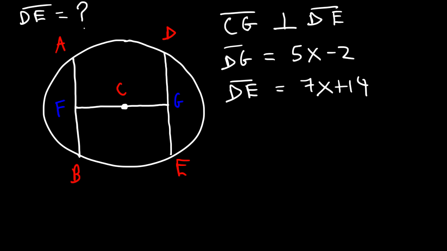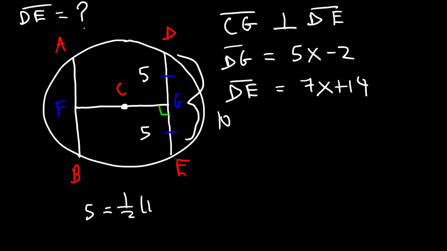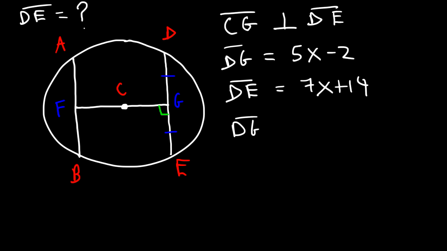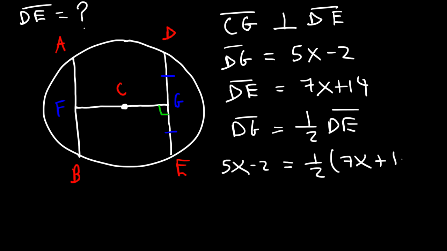Now, if CG is perpendicular to DE, we know that DG and GE are congruent. So let's say if DG is 5, that means GE is 5. But DE itself, the whole thing, has to be 10. And 5 is half of 10. So therefore, we could say that DG is 1 half of DE. So if DG is 5x minus 2, that has to be 1 half of 7x plus 14.